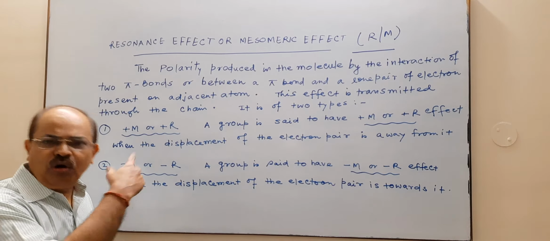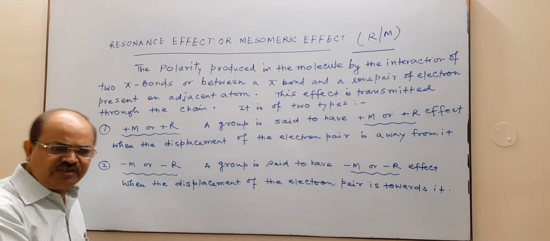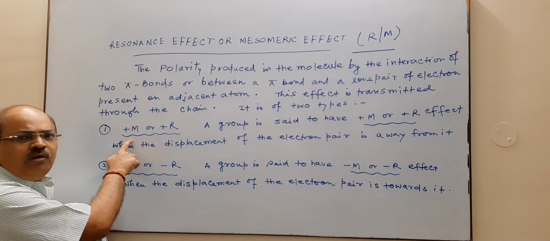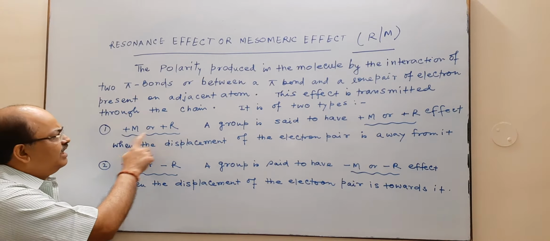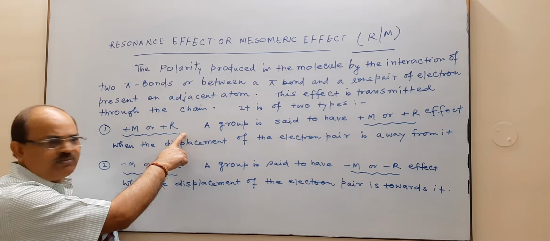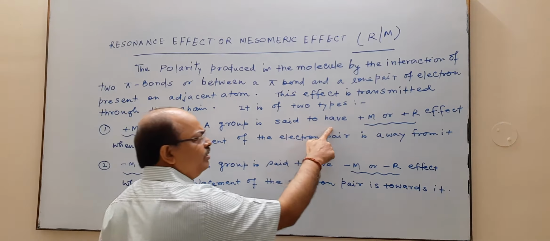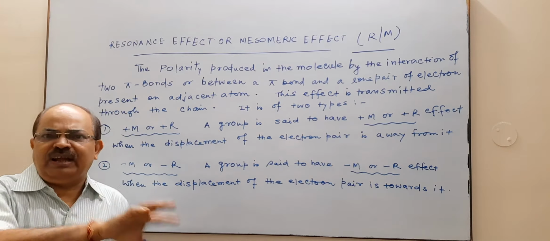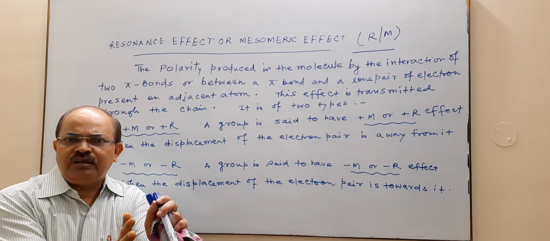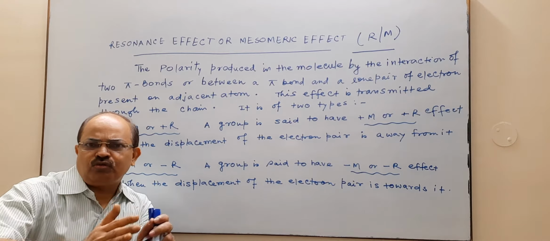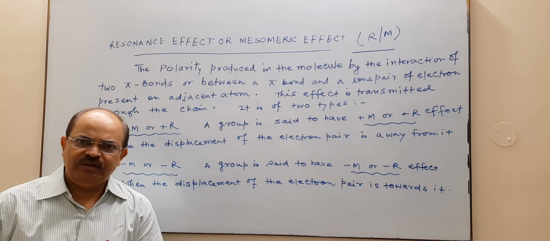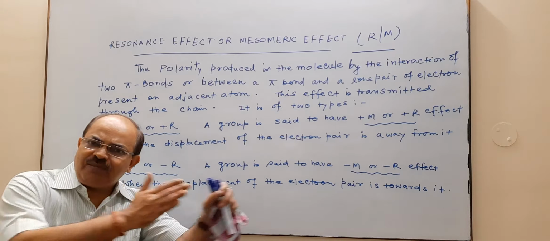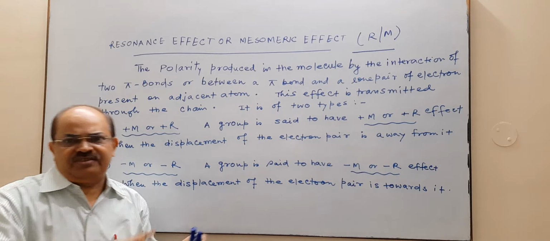Positive mesomeric or positive resonance, negative mesomeric and negative resonance. Now what is positive mesomeric effect? In case of plus M effect, a group is said to have plus M or plus R effect. जैसे आपने इंडक्टिव इफेक्ट में पढ़ा था कि कुछ ग्रुप जो है वो प्लस आई ग्रुप है और कुछ ग्रुप जो है वो माइनस आई ग्रुप है. If the groups are minus I, they are electron withdrawing. If the groups are plus I, they are electron donating.